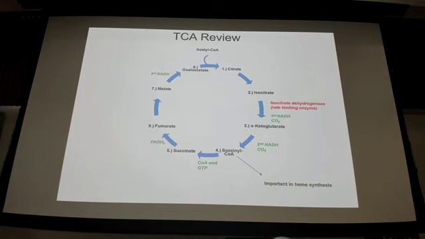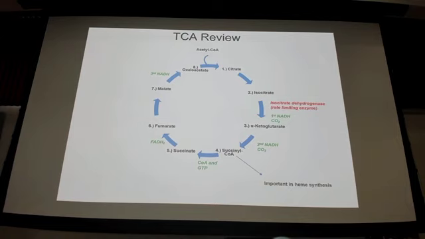Alpha-ketoglutarate is converted to succinyl-CoA. Succinyl-CoA is very important in the production of heme. We're going to talk about that in a future block. Here we gain our second NADH molecule. Succinyl-CoA is converted to succinate, and this is where we get the GTP molecule that is converted to ATP in a different part of the cell.